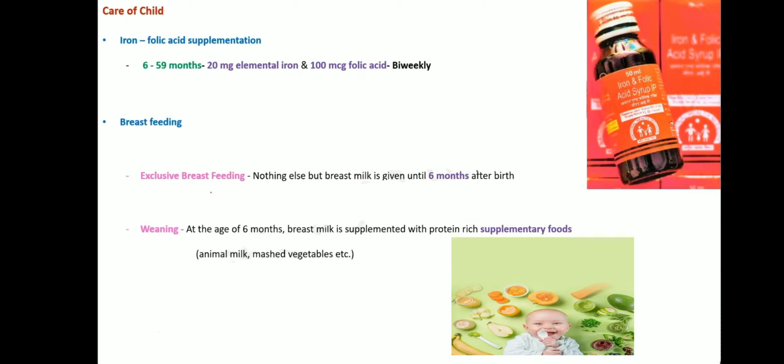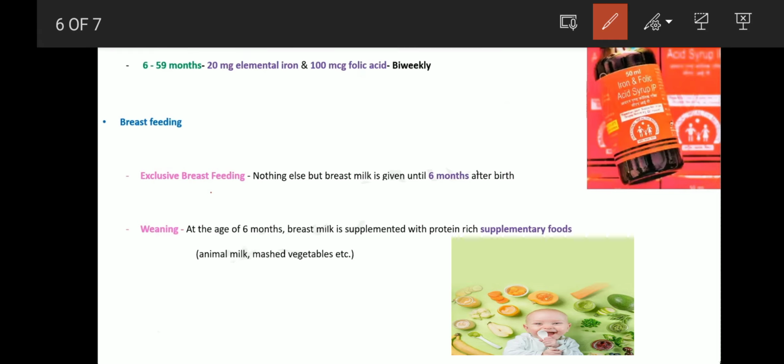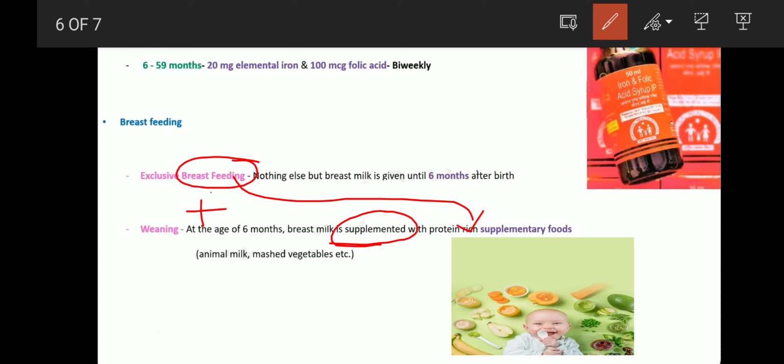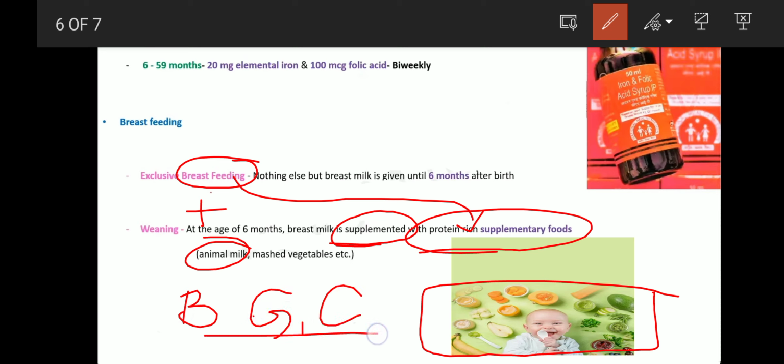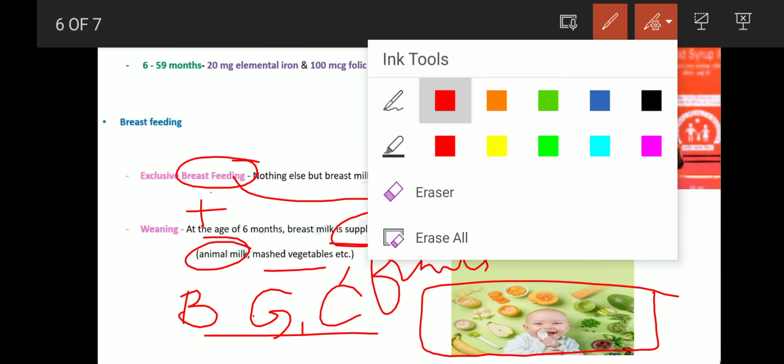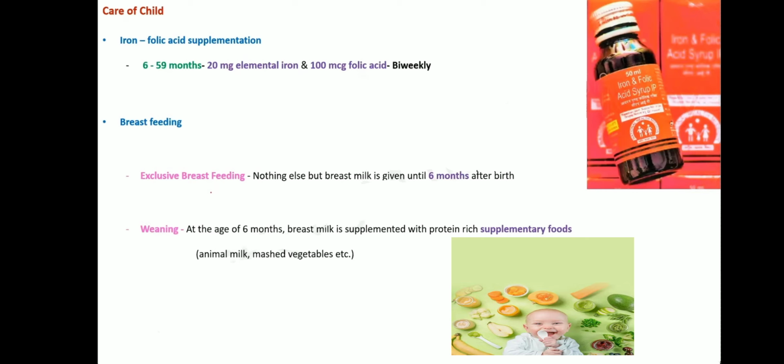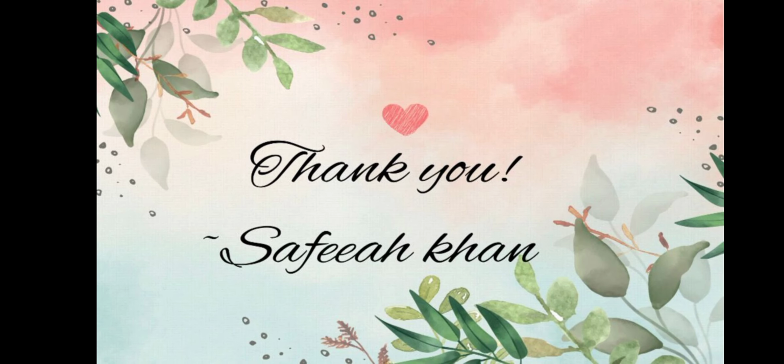Weaning period: we know at the age of 6 months the breast milk is supplemented with protein rich supplementary foods. So what is weaning? Along with the breast milk, we are also supplementing it with protein rich supplementary foods, like animal milk, that is buffalo milk, goat milk, cow milk. Mashed vegetables and fruits are supplemented to the baby along with the breast milk at the age of 6 months. So this was about the care of the baby.